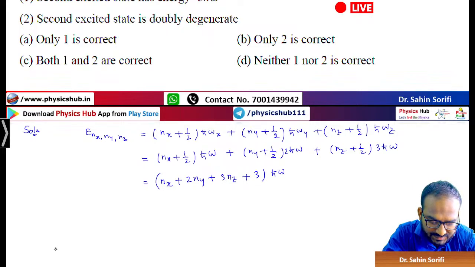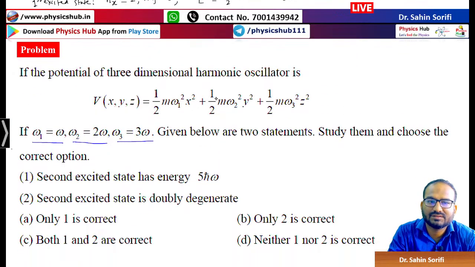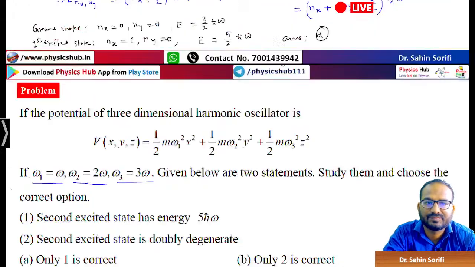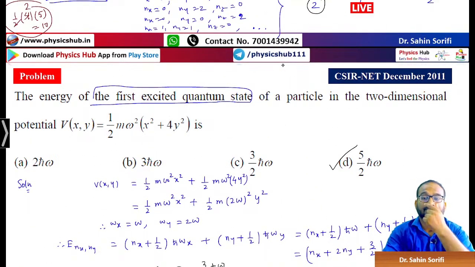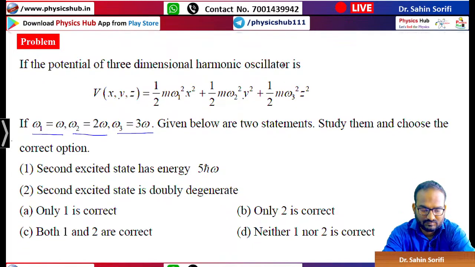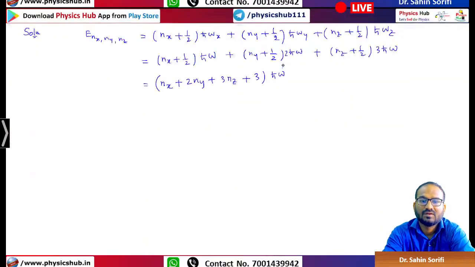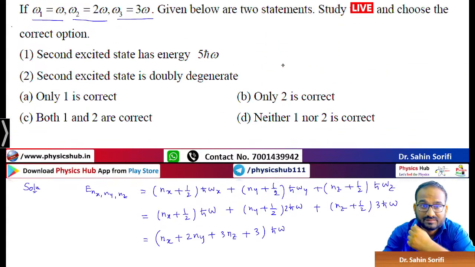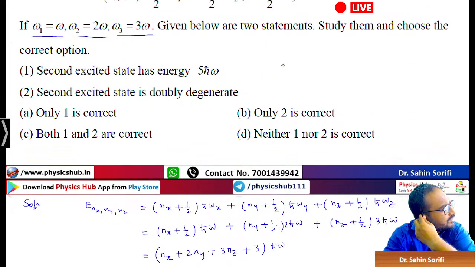In this question, the system is not mentioned. How to find which system they are asking? Can we find it using the given potential? The system is not mentioned. It is a three-dimensional harmonic oscillator. Which system? Well, I'm not getting your question. What do you mean by system here? Everything is given, no?